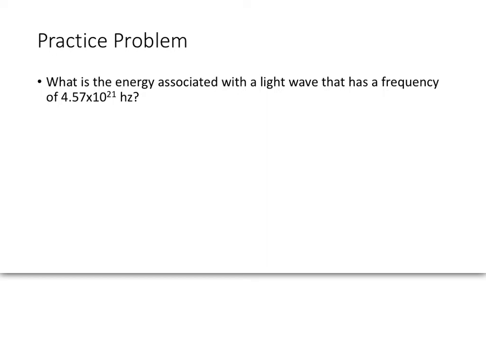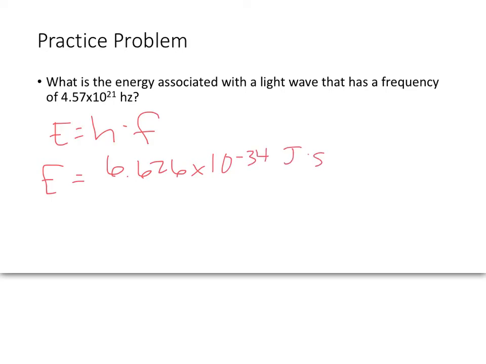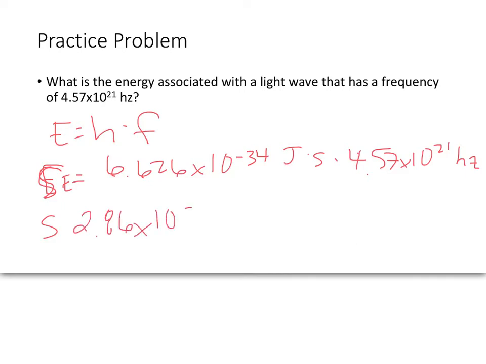So, what is the energy associated with a light wave that has a frequency of 4.57 times 10 to the 21st hertz? So, our equation, energy is Planck's constant times frequency, and if I plug in what I know, Planck's constant is 6.626 times 10 to the negative 34th joule seconds times 4.57 times 10 to the 21st hertz. When I solve, I get this number, 2.86 times 10 to the negative 12th.